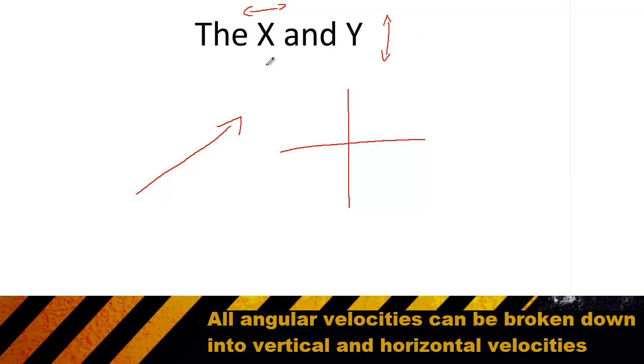Incidentally, anything going to the right is considered positive. Anything going to the left, that's negative. Likewise with y, going up is positive and down is negative.